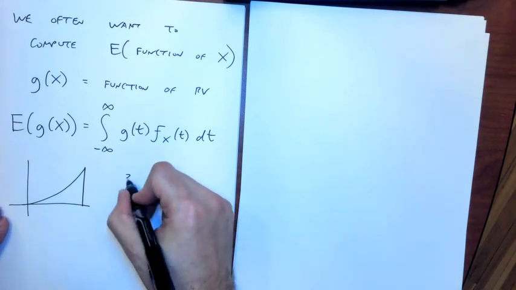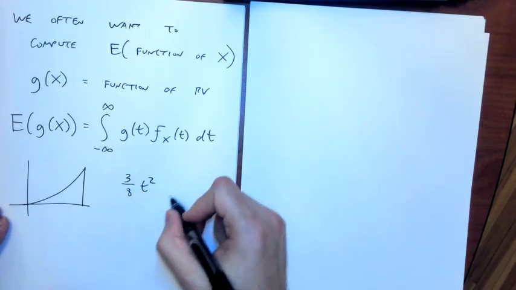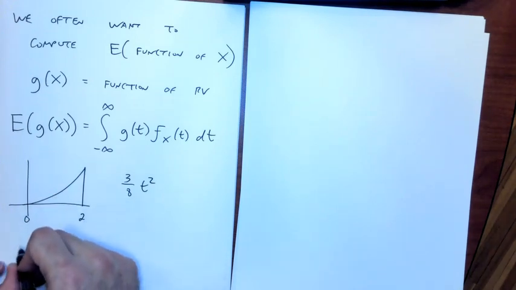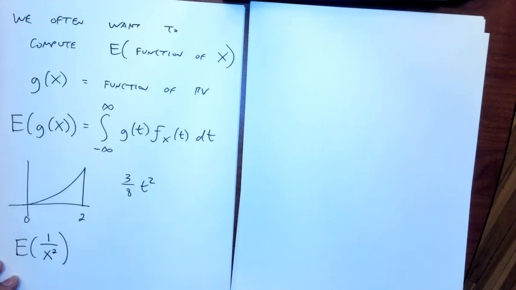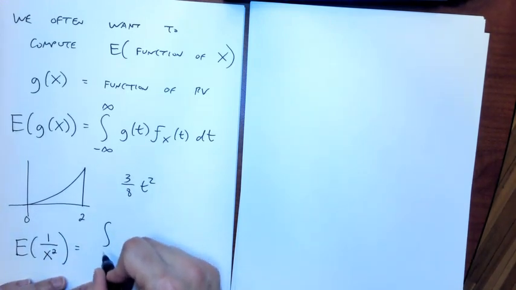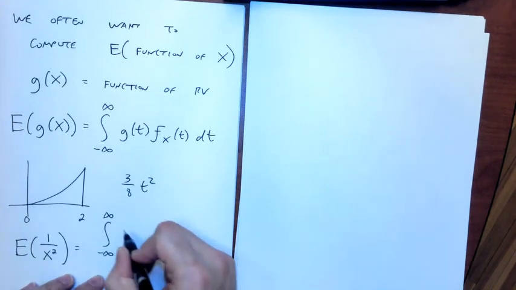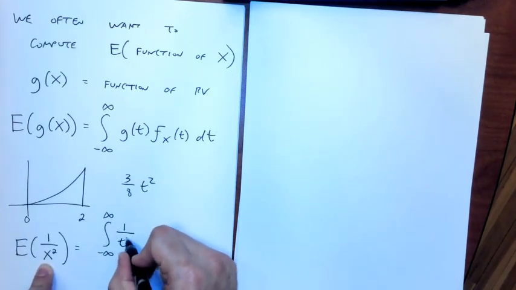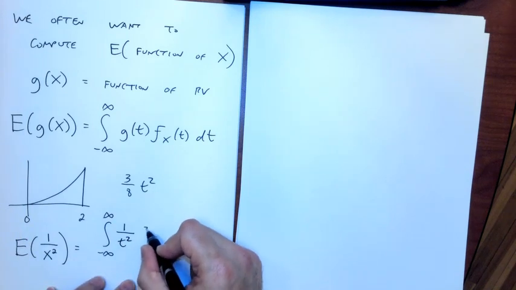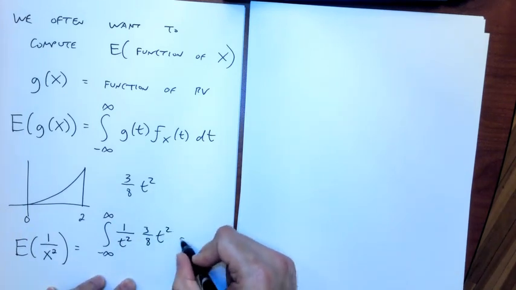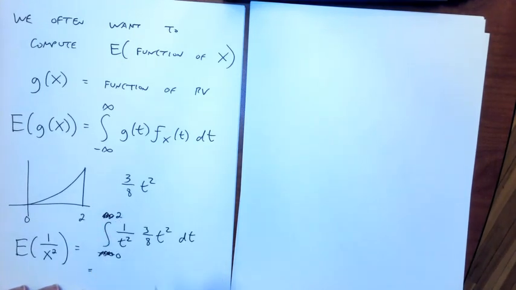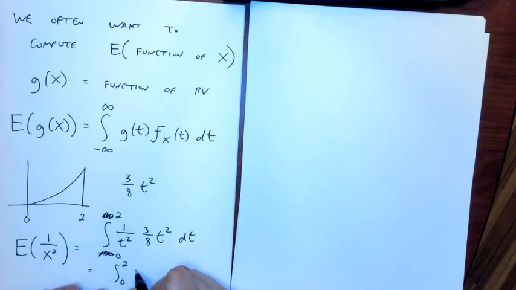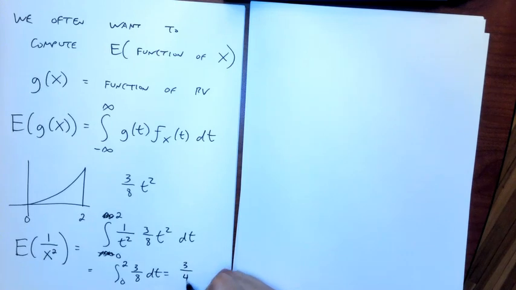For example, let's suppose I had this PDF from before, 3/8 t squared between 0 and 2. I could ask, what's the expected value of 1 over x squared? What I would do is plug in this function, replacing x with t, 1 over t squared, times the PDF. I've chosen this to be a particularly nice situation. The integral limits go from 0 to 2, everything cancels out, and I get the integral from 0 to 2 of 3/8 dt, so I get 3/4.